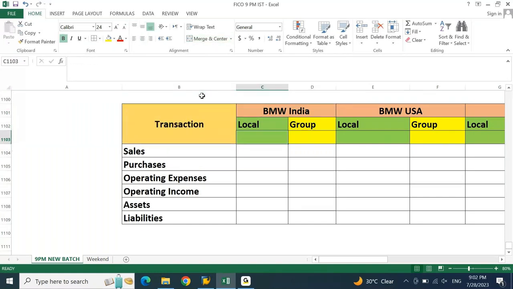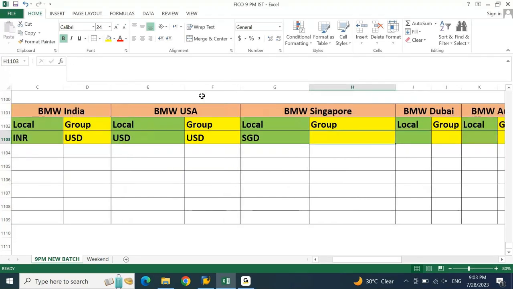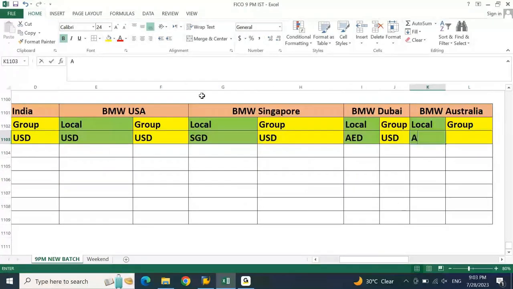Now for India, local currency will be INR. For group currency, this will be dollar. So dollar will be fixed one. For USA, this will be dollar. For Singapore, this is Singapore dollar. Dubai, this will be AED. Australia, this will be AUD. And the group currency for all of them will be dollar.